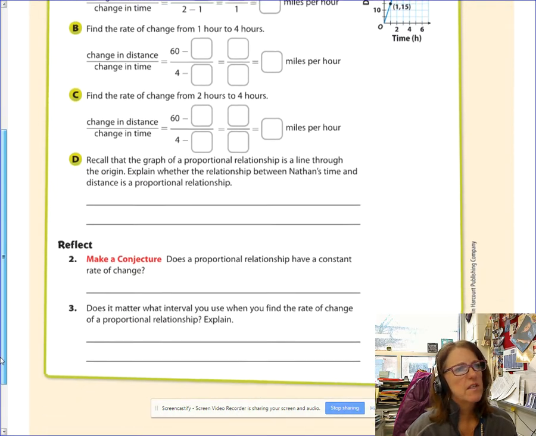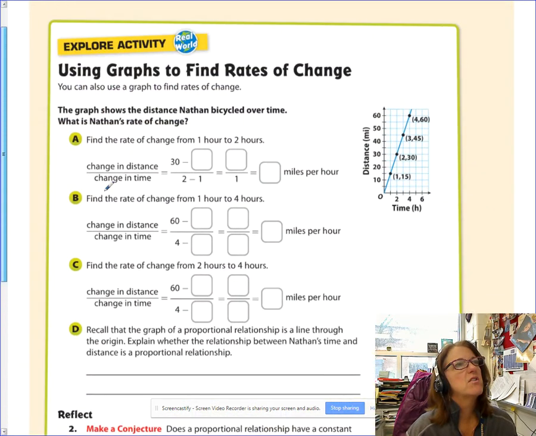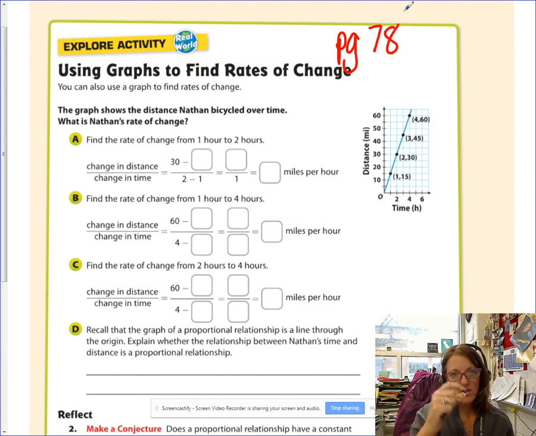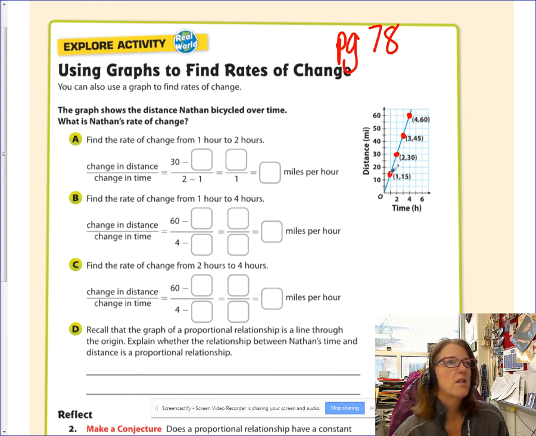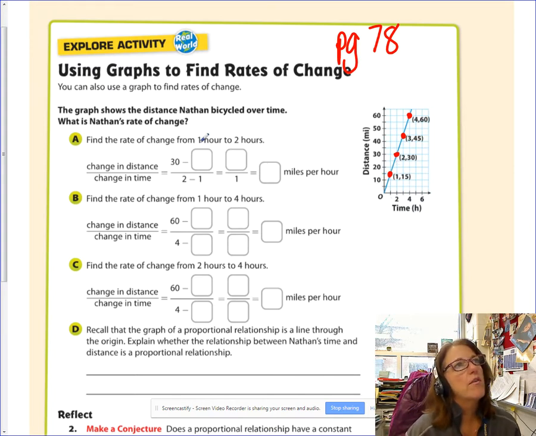I believe this is 78. Yes, page 78. You've done now calculating these intervals, looking at a table. What if you only have a graph? So here's how they're setting this up. They're saying, here's a graph. I'm picking specific data points that look like they're hitting on exact points in the grid line. So let's go from 1 hour to 2 hours. So that's from here to here, these 2 points.